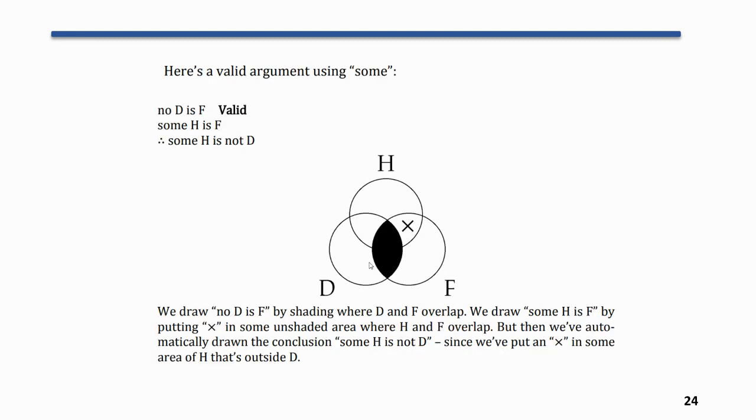Now coming to another one. Here we will use the sum term. So no D is F. Now we're talking between D and F. No D is F means we will blacken out this portion, because no D is F. No portion of D contains F.